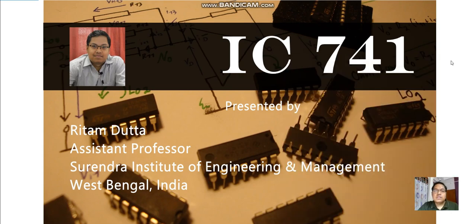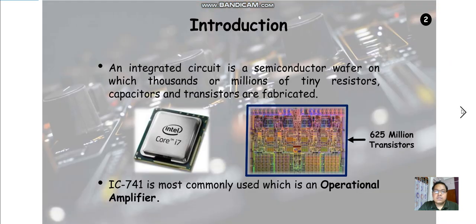Today we are going to discuss a very important parameter of analog electronics. This is integrated circuit IC741. We also call this IC741 as operational amplifier or op-amp. Let us discuss IC741.